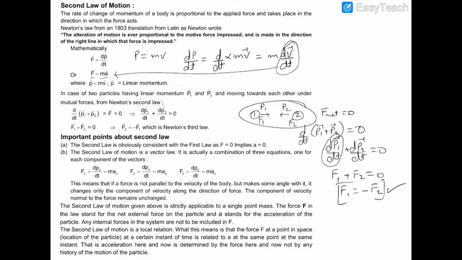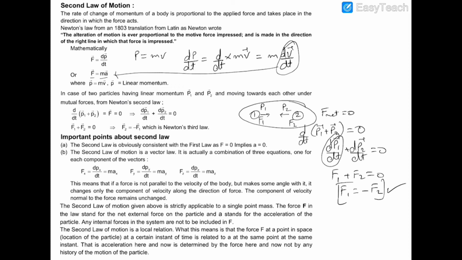So it also leads to the conclusion that if a system has no external force acting on it, and it has some components which are moving under mutual forces, then the mutual forces are always equal and opposite to each other, which means that the force acting on 1, F1, and the force acting on 2, F2, will always be equal in magnitude and opposite in direction. And this is Newton's third law.